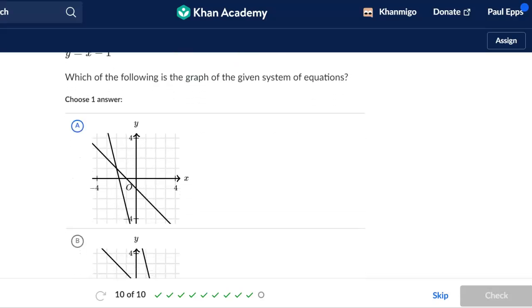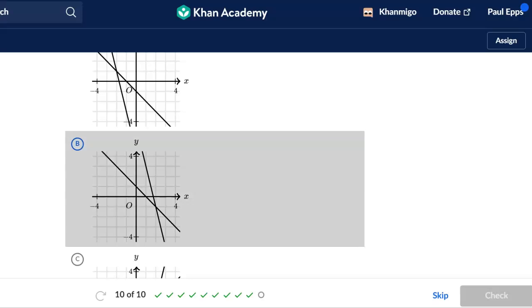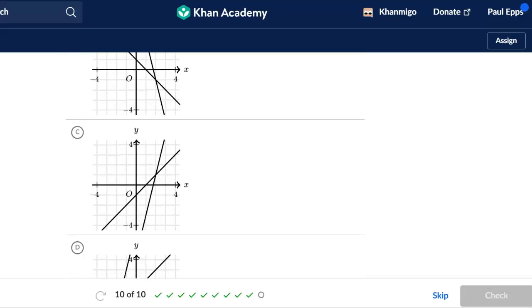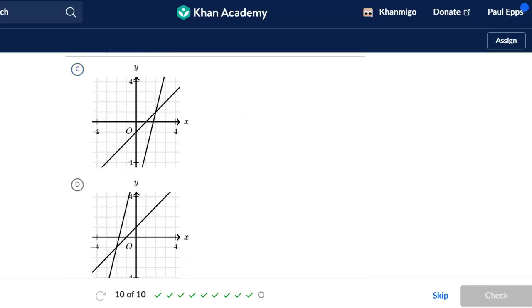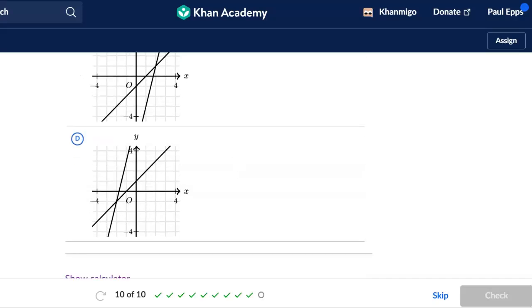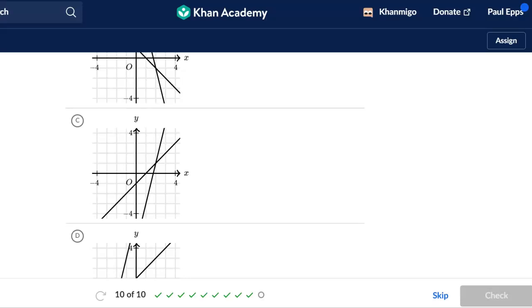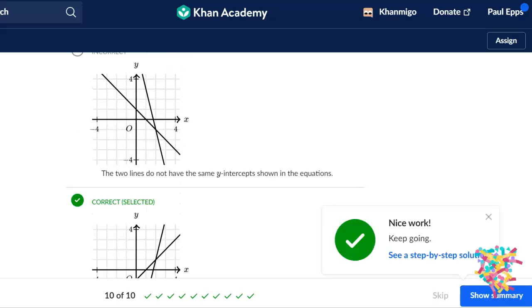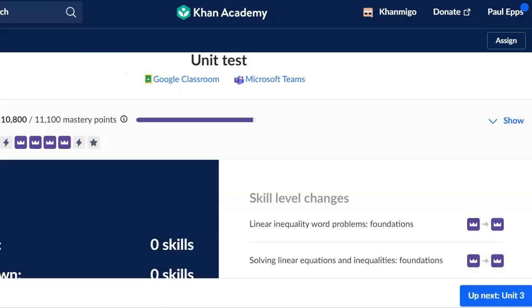See, these 2 lines have negative slopes. That's A, B, they have negative slopes. These 2 have a positive slope. The y-intercepts are at -1 and, could be -7 down there. These have a positive slope, but the y-intercepts are wrong. So we've got to go with C. All right.